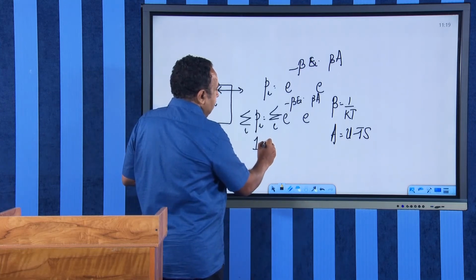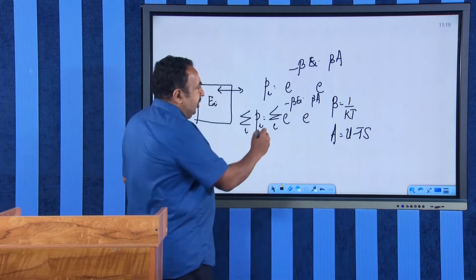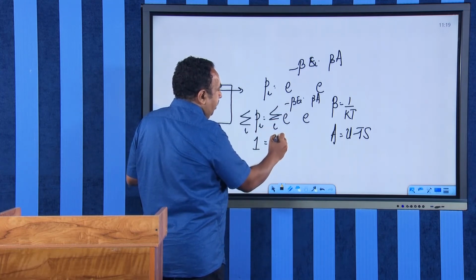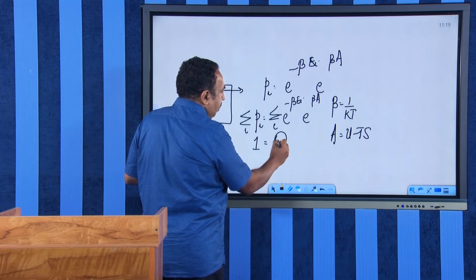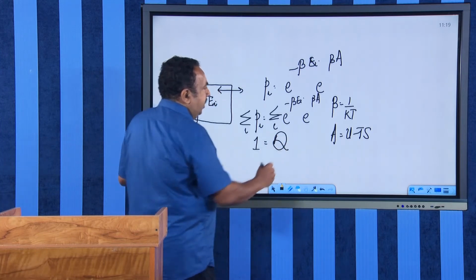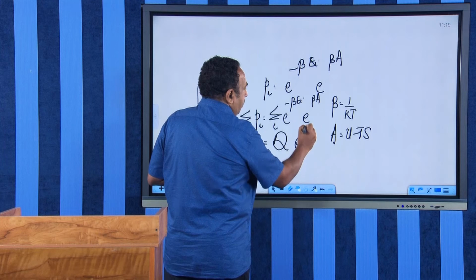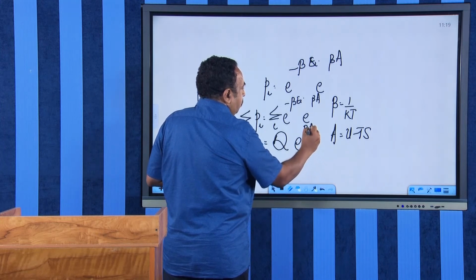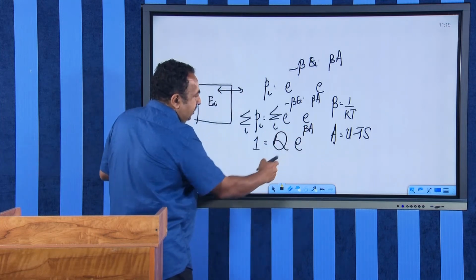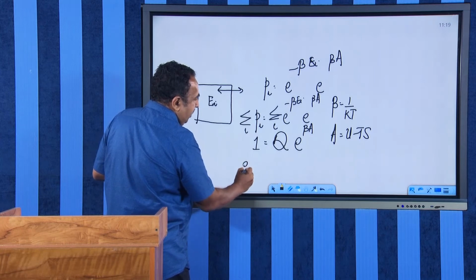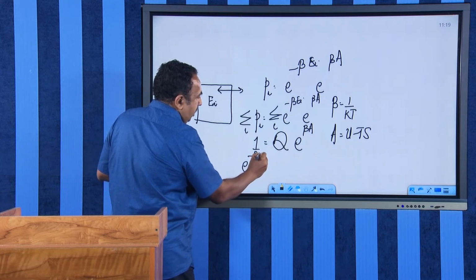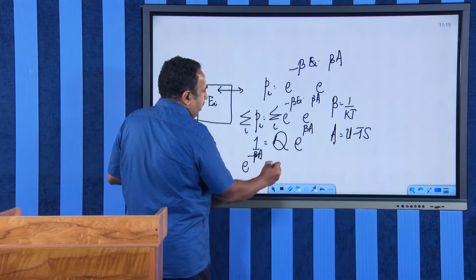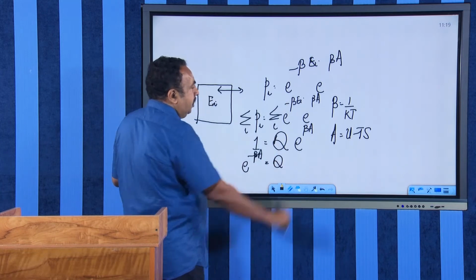Therefore, this is equal to, I can say, sum over i of e raised to minus beta E_i, which I will represent as Q, and then I will have e raised to beta A. Therefore, I can take this e raised to beta A to my left hand side. Therefore, my equation now becomes e raised to minus beta A is equal to Q.